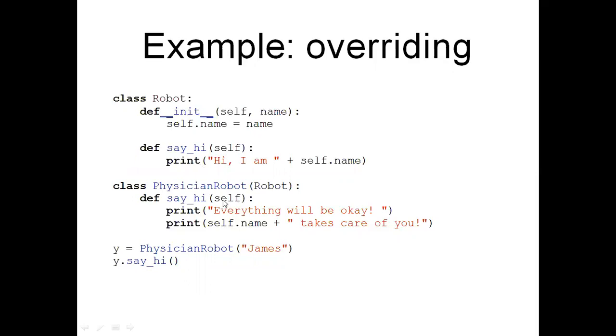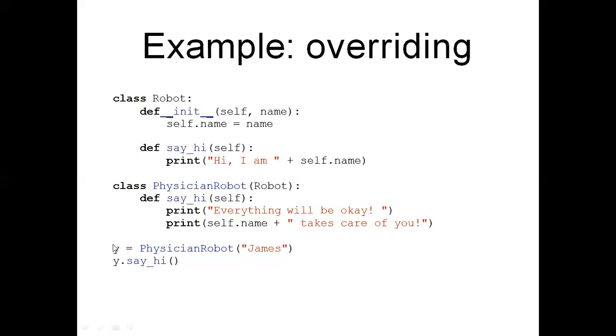So what is PhysicianRobot trying to say? It is simply saying hi to itself. PhysicianRobot says everything will be okay, and self.name takes care of it. Suppose the name of this new robot is Marvin. So Marvin says: Marvin takes care of it. Now let's see how the concept of overriding works here.